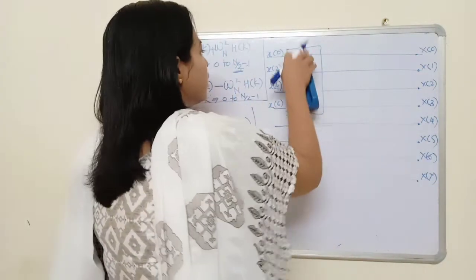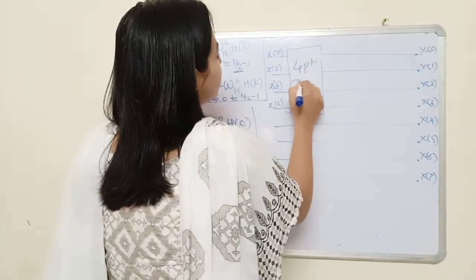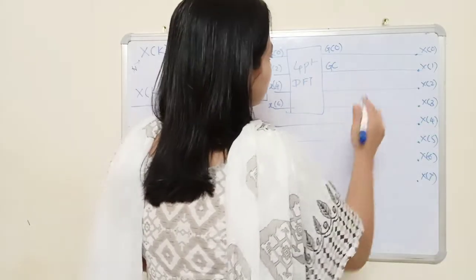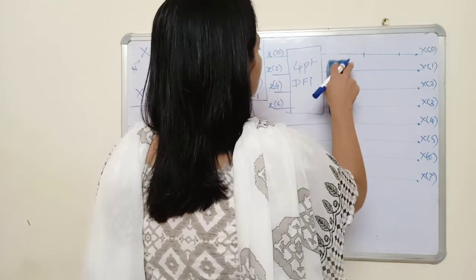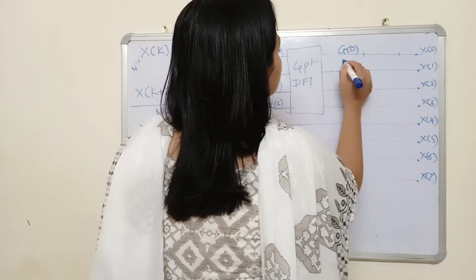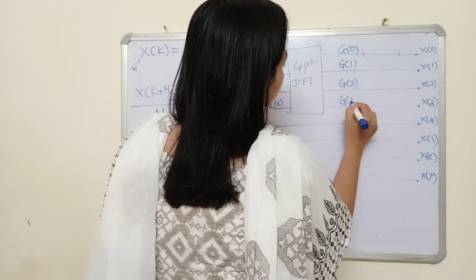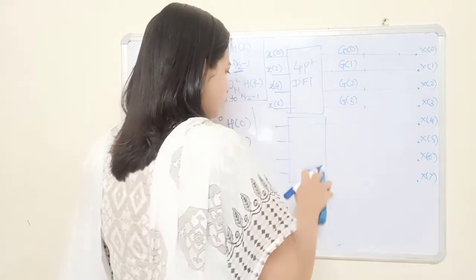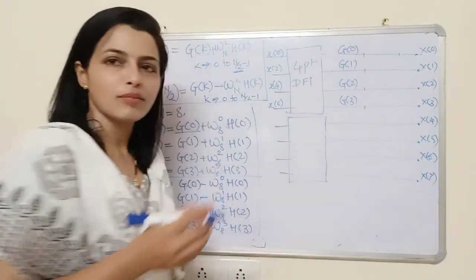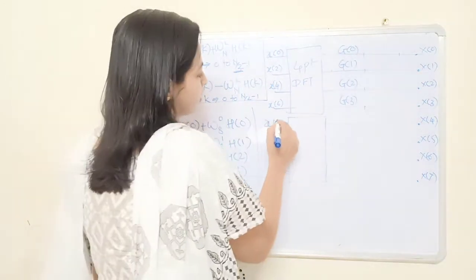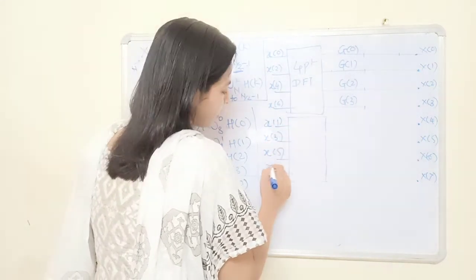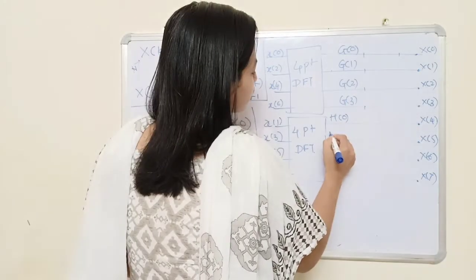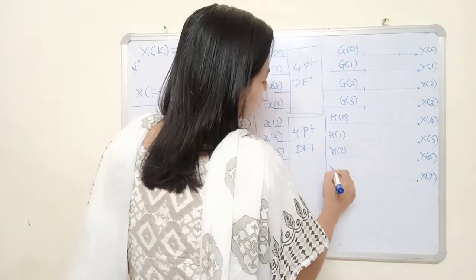From these samples you calculate the 4-point DFT and get G of 0, G of 1, G of 2, G of 3. Similarly, from odd index samples we calculate. Odd index samples are x of 1, x of 3, x of 5 and x of 7. This is a 4-point DFT. You are obtaining h of 0, h of 1, h of 2 and h of 3.